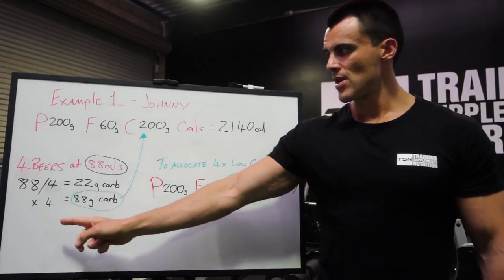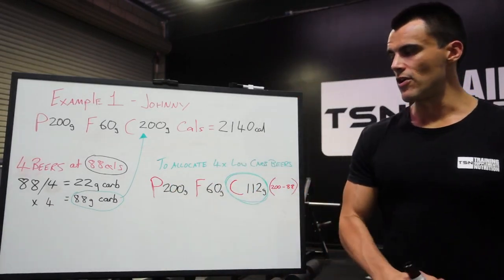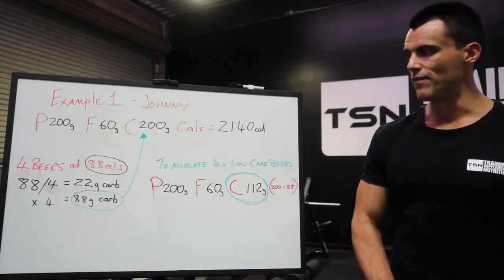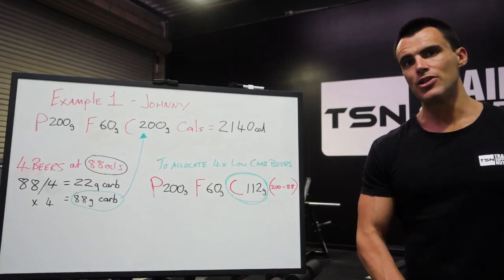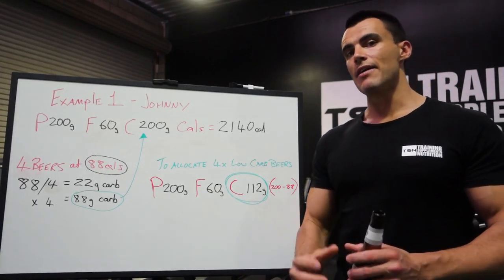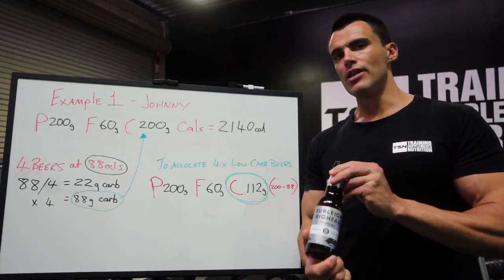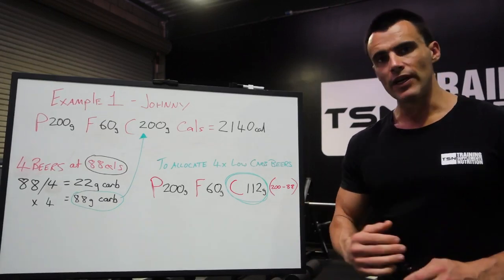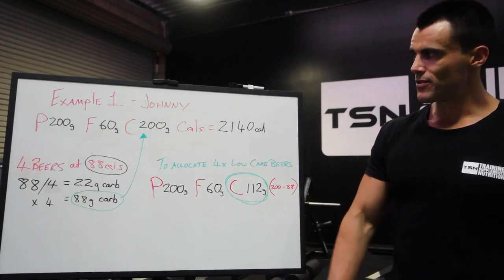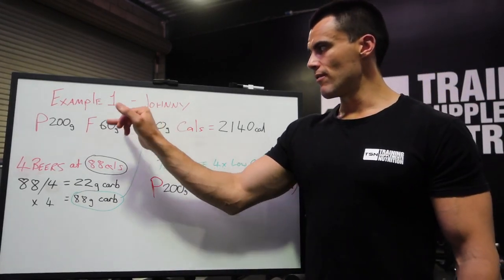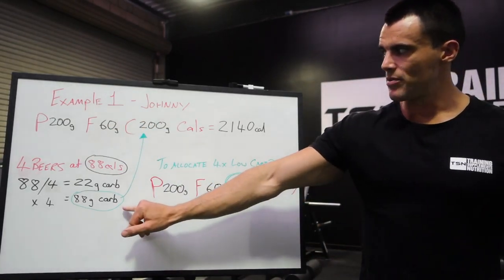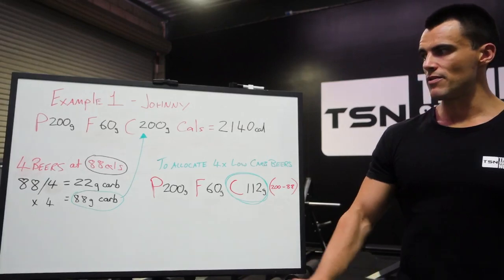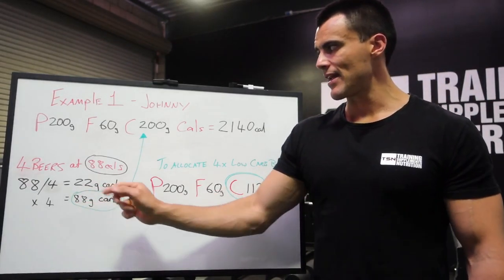that we need to allocate for 1 beer. And obviously we're going to have 4 of those beers, so we multiply that by 4, which gives us 88 grams of carbohydrates that we have to allocate for Johnny to drink these 4 beers guilt-free and with confidence. So if we do our math correctly, we take 88 grams from 200 grams of carbs, because that's where we're going to allocate it.